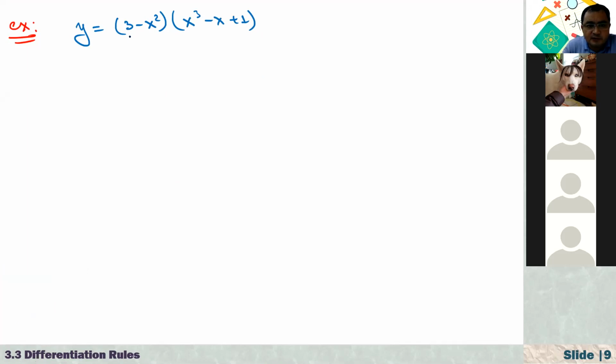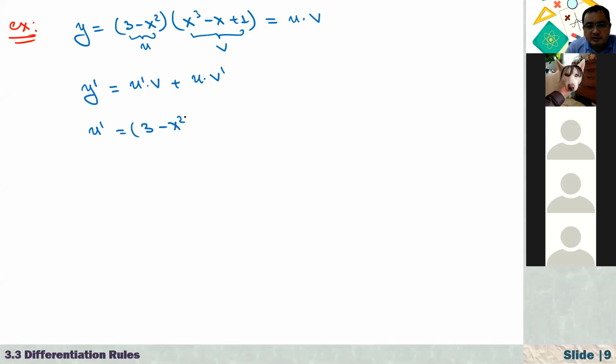Another way is to label this part by function u, this part by v. Now our y function becomes just u times v, right? Now y prime is equal to u prime times v plus u times v prime. What is u prime? u prime is (3 minus x squared) prime, and the derivative of 3 is 0, minus x squared gives minus 2x.